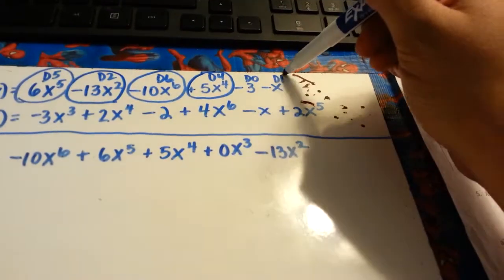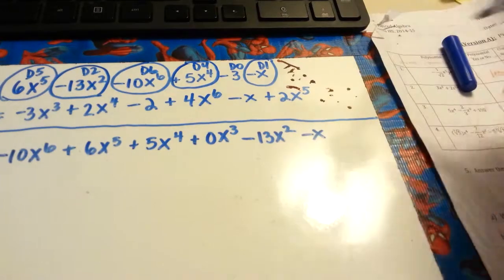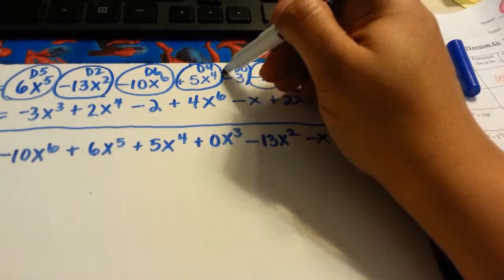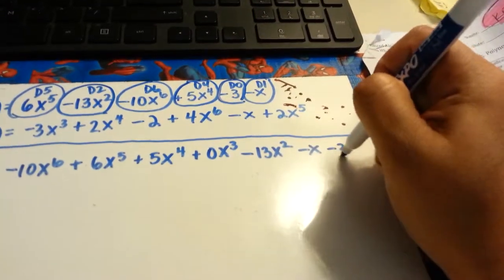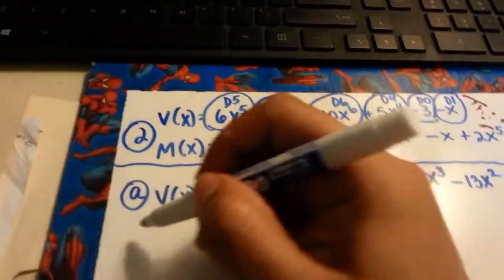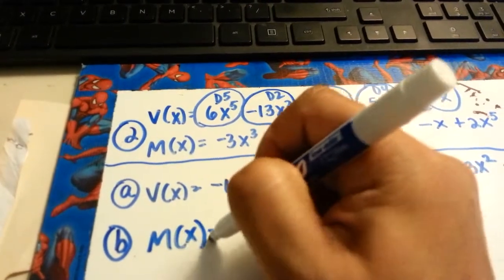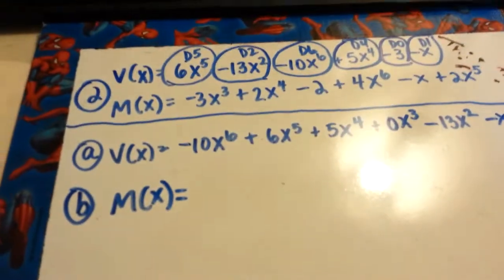Then it would be degree 1. It's a negative x. And then it would be degree 0, which is a negative 3. And that's how you would write that one in standard form. Part B says to take m of x and to write that one in standard form.